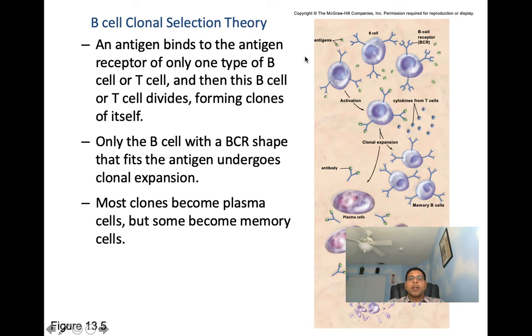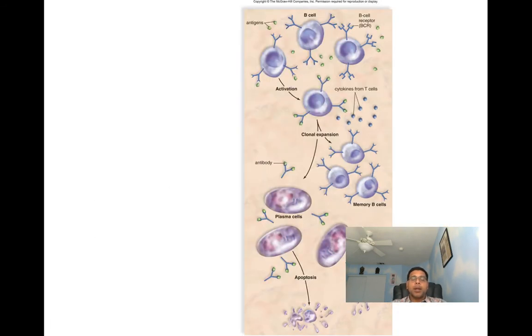Now we can see here we've got the same thing occurring. An antigen is going to bind to the antigen receptor of only one type of B cell or T cell, and then this B cell or T cell is the only one that's going to divide, forming clones of itself, you can say. Only the B cell with the BCR shape that fits the antigen undergoes clonal expansion. Most clones are going to become plasma cells, okay? But some become memory cells. So here we can see we've got the plasma cells formed, but some also become memory cells. Same thing we've got going on here.